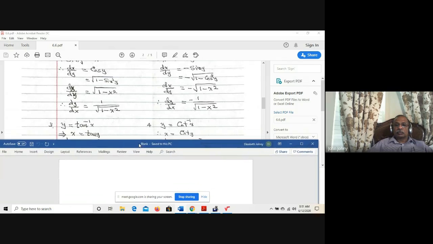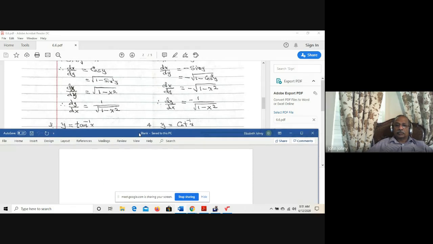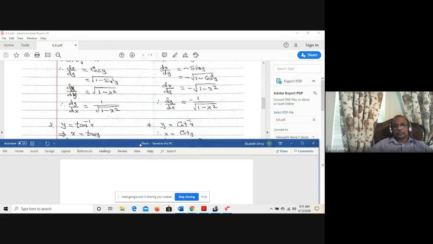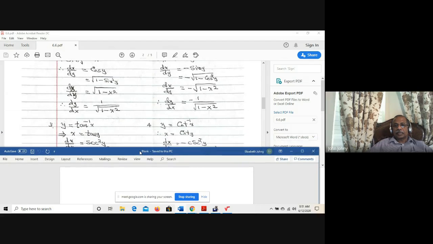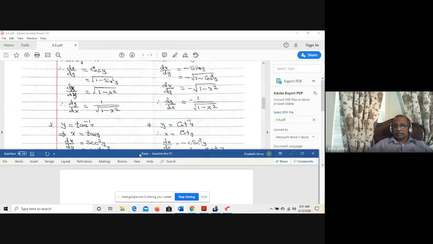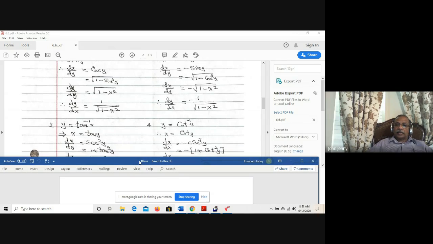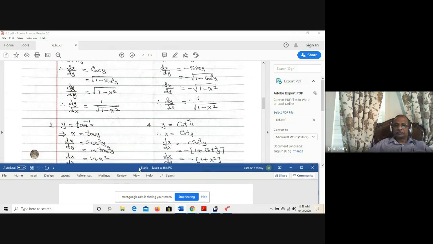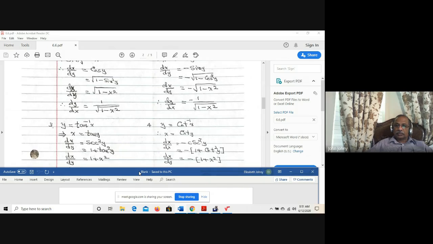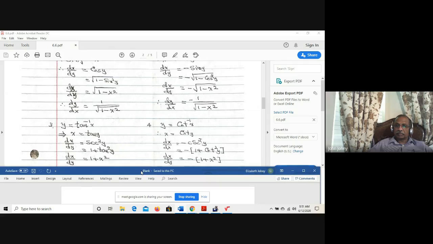Fourth one, cot inverse x. Y is equal to cot inverse x. So x is equal to cot y. Dx over dy is negative cosecant square y. Please recall these results from calculus 1. And negative of 1 plus cot square y. That is again a result from trigonometry. Dx over dy is equal to negative of 1 plus x square, because cot y is the same as x.